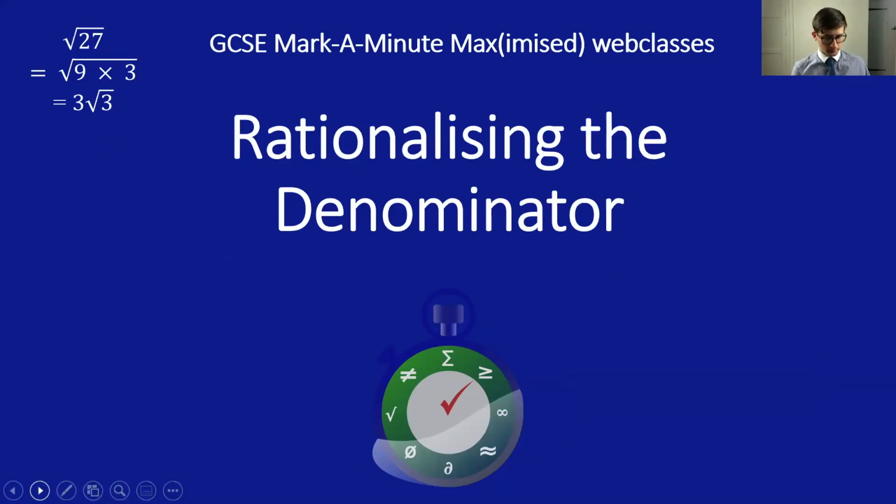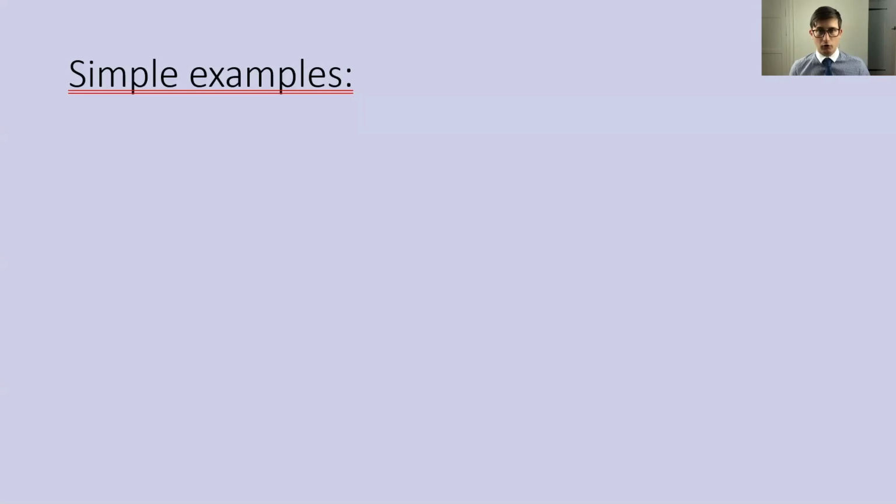Hi everyone, I'm going to be looking at rationalising the denominator today. This is the second video on Surds, aimed at GCSE, typically the higher tier stuff. So here we go. Rationalising the denominator means writing the number whereby the denominator is not a surd.